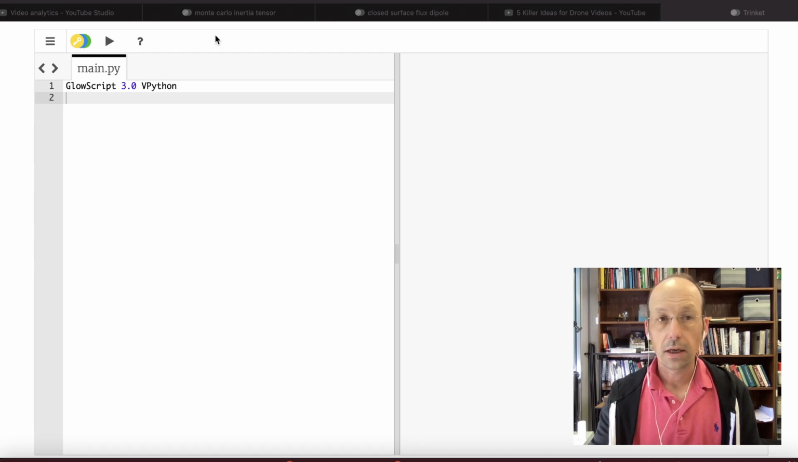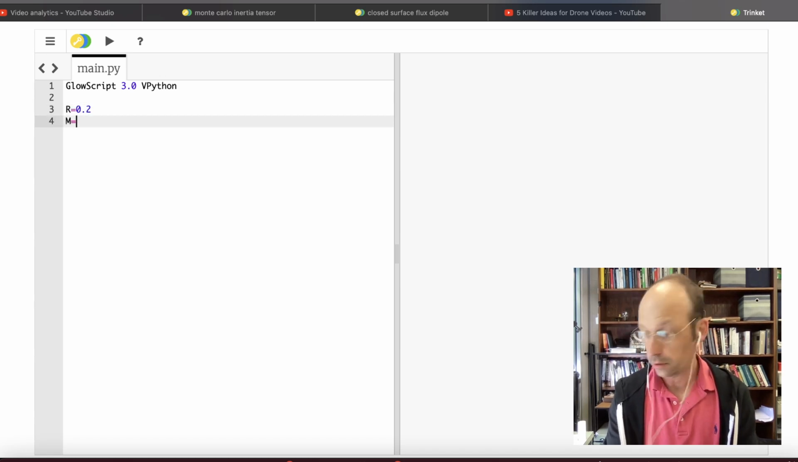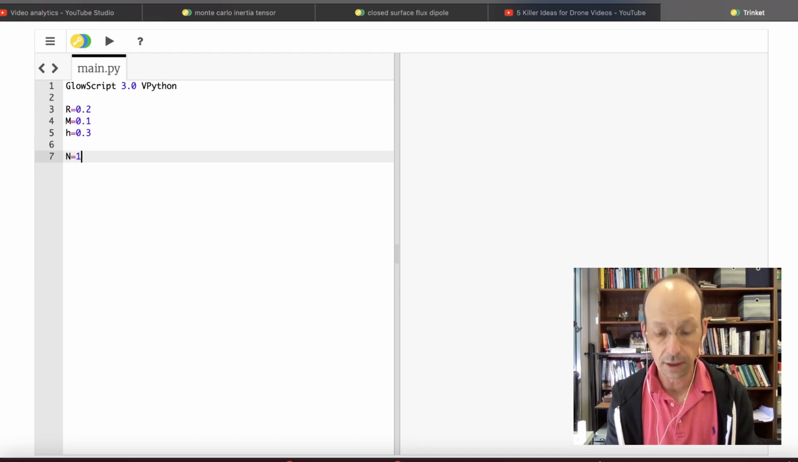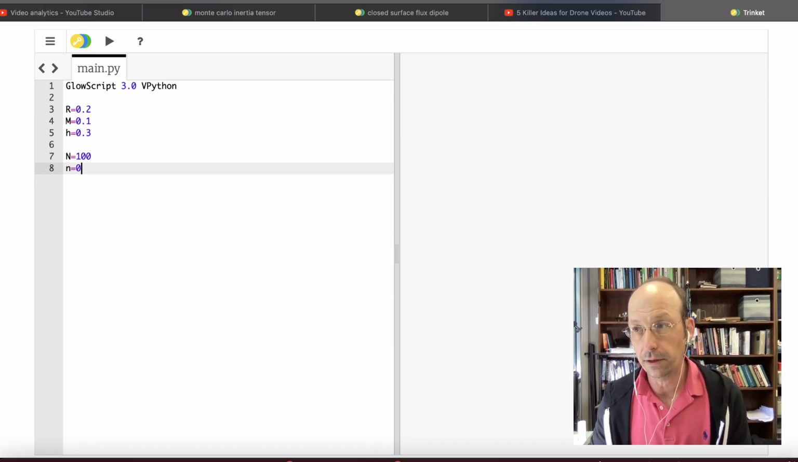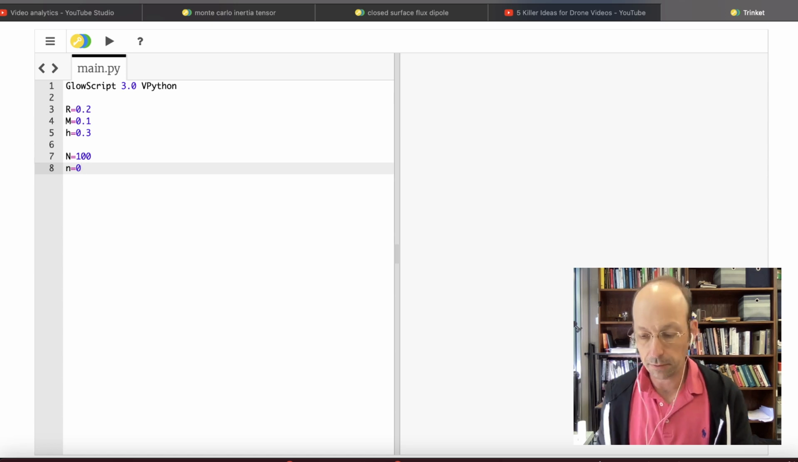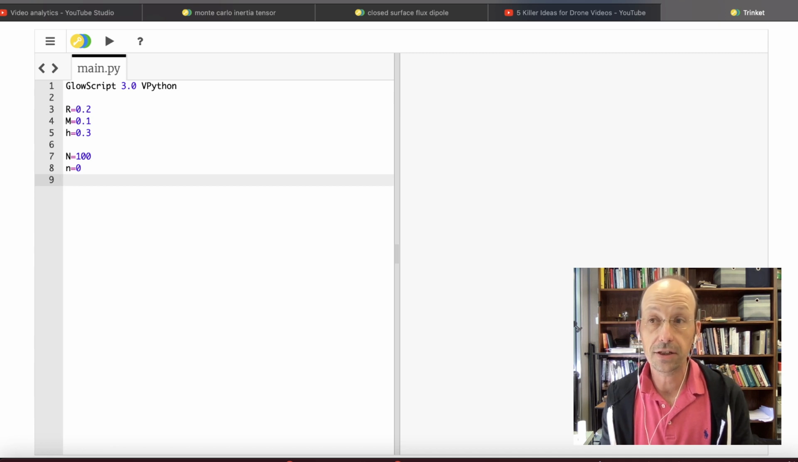Okay, so let me go ahead and put in my values here. First thing, I had R equals 0.2, big M equals 0.1, H equals 0.3. Now I need to say how many pieces I'm going to break this into. Let's say big N equals 100 at first, and little n equals 0. And again, this is not the best way to do this, okay? Because there's better ways to count. But I like to do it this way because it makes sense to people. They can understand it.